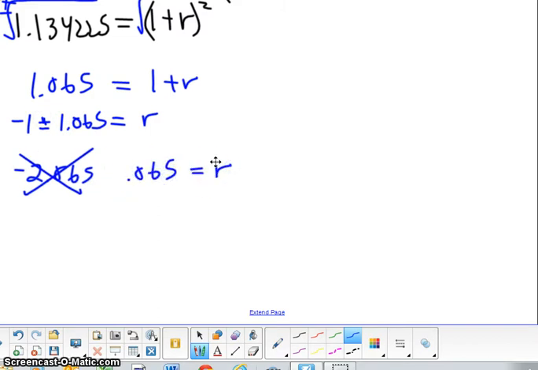Okay, so we want to change this percentage. So we're going to have to move the decimal place over 2 spaces. So you end up with 6.5%.